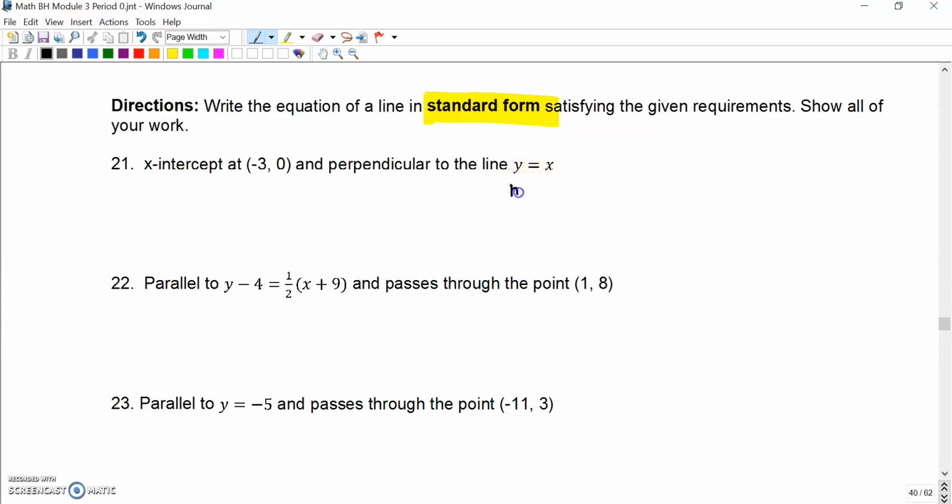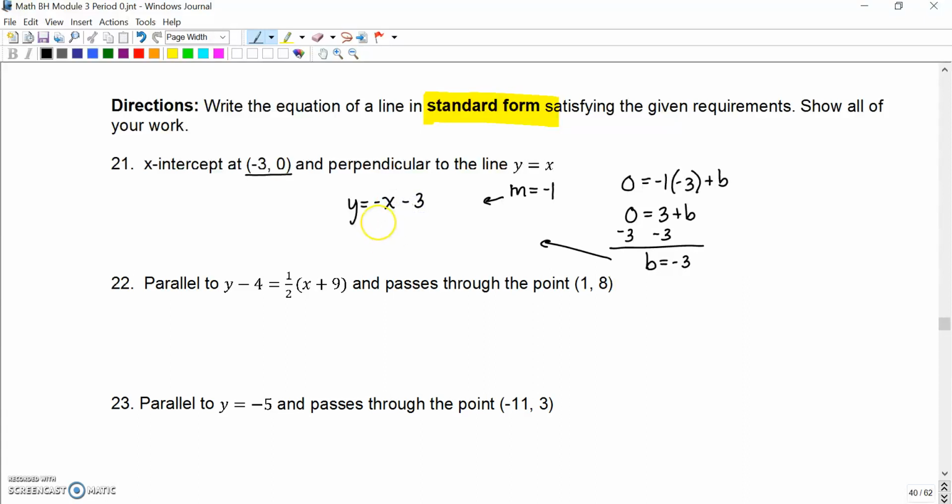Perpendicular to this line, so the current slope for this line is 1, so perpendicular would be -1. We're going to use this point. Just so happens to be the x-intercept. Doesn't really matter. And we get that b equals -3. Then we'll plug this in to our slope-intercept form, which is y equals -x minus 3. We'll add x to both sides. And we get our standard form. This abides by all the rules of standard form, which is x plus y equals -3.